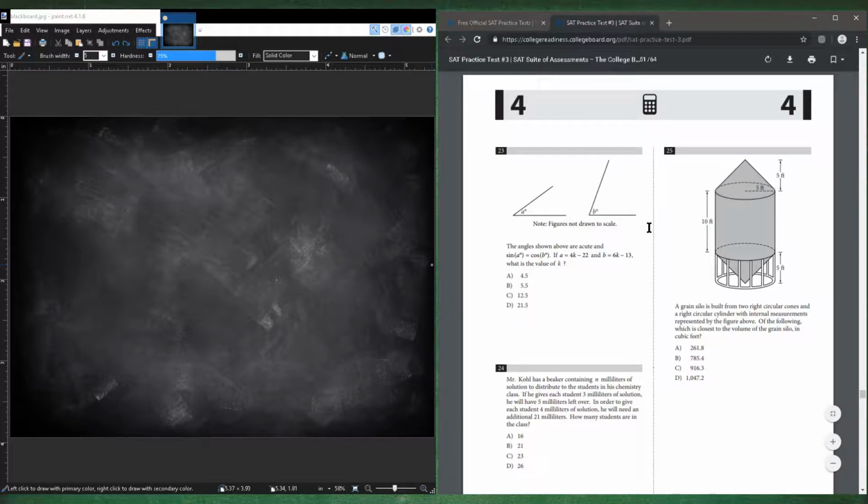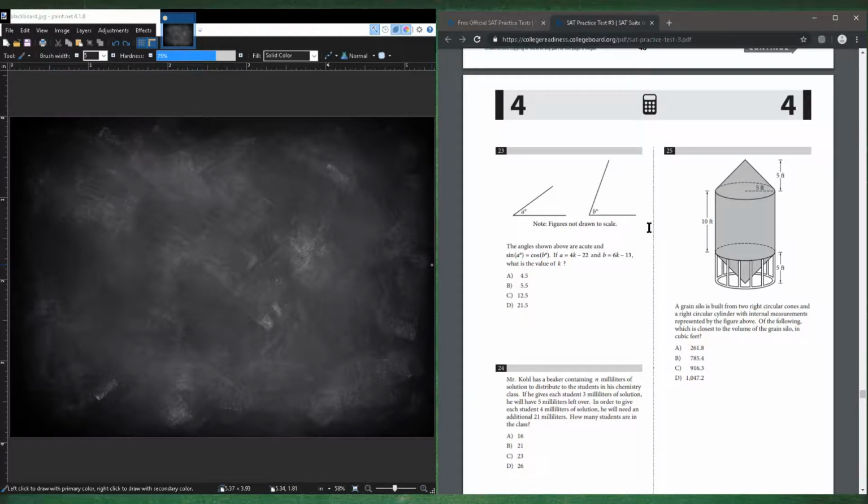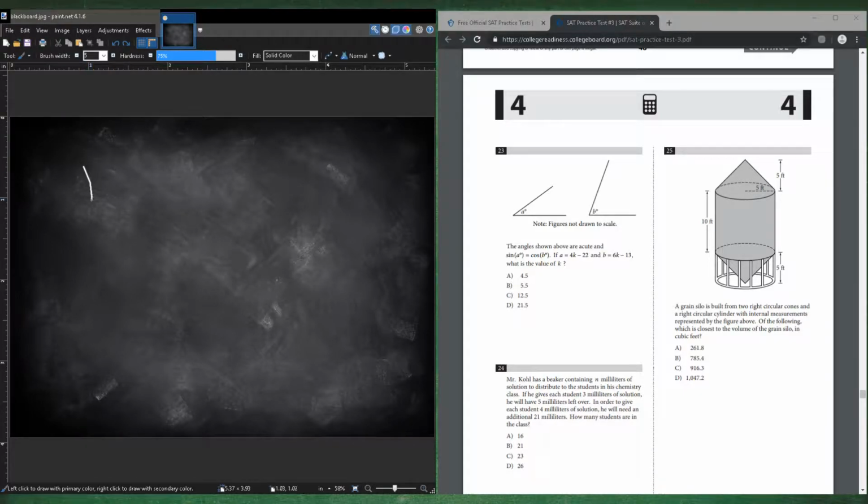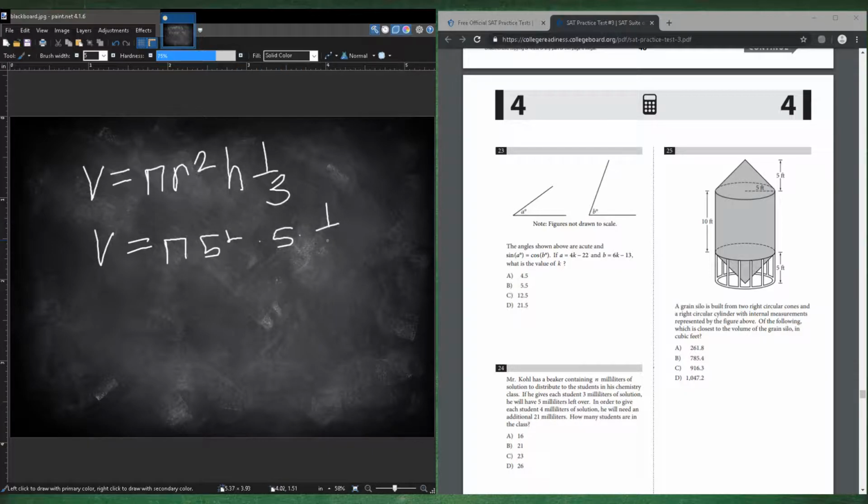Okay. Question 25. A grain silo is built from 2 right circular cones and a right circular cylinder with internal measurements represented by the figure above. Of the following, which is the closest to the volume of the grain silo in cubic feet? First, we need to find the volume of the cones. Let's do one at a time. The volume of a cone is pi radius squared times height times a third. The radius is 5, so 5 squared times the height, which is also 5, times 1/3.